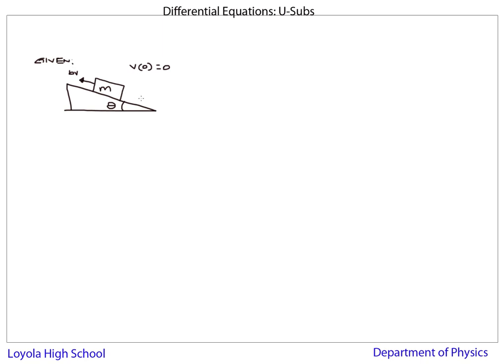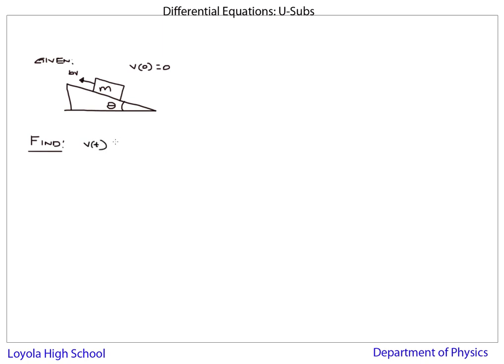But as this accelerates downwards due to gravity, mg sine theta to be exact, this resistive force gets larger and larger, so it's not constant. So we can't use the kinematic model to analyze this. In this problem, what we're trying to find is an expression for the velocity as a function of time.